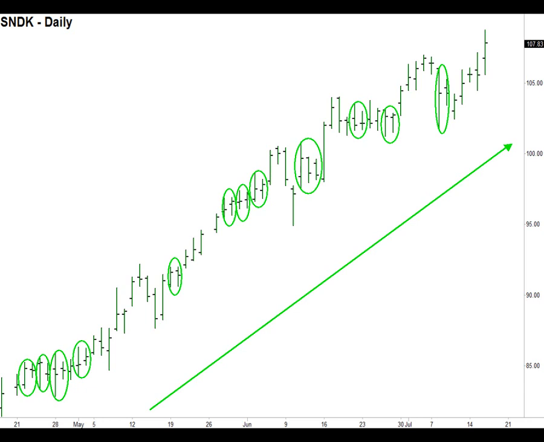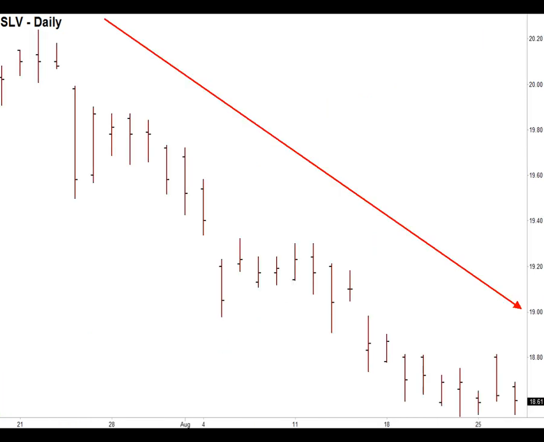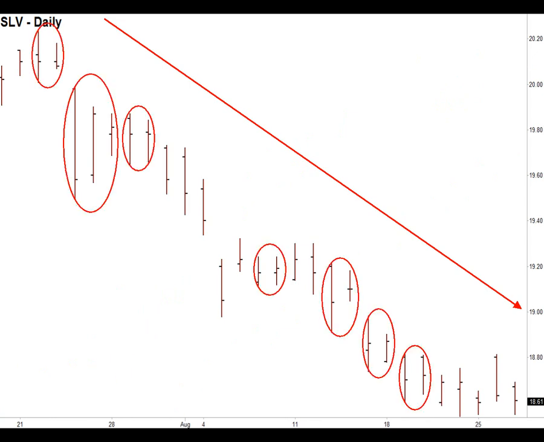Now this works as well on ETFs. Here's the ETF of silver, SLV. Obviously we've been going lower. The bars were colored red prior to the large sell-off in silver. Once we know that the bars are red, all we have to do is look for those inside day patterns to go short. It's that simple.